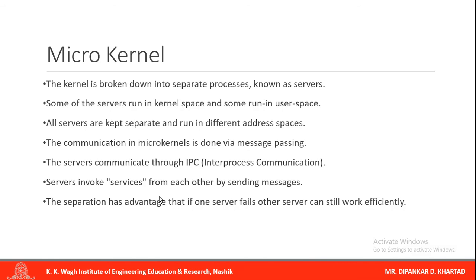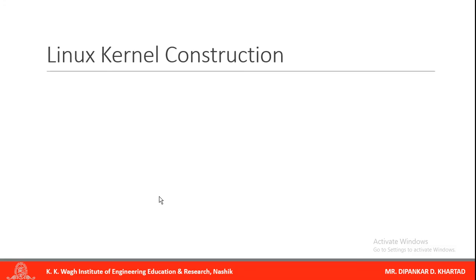The separation has the advantage that if one server fails, other servers can still work efficiently. This is the great advantage of microkernel. Examples of microkernel are the Mac OS and Windows operating systems. It has separate spaces for processes, so each server is separate for Windows and Mac OS.